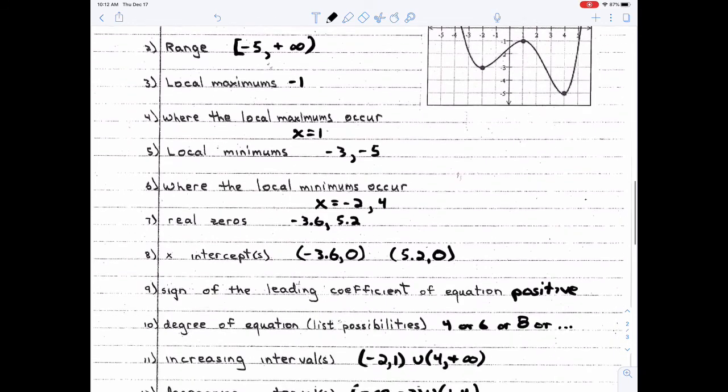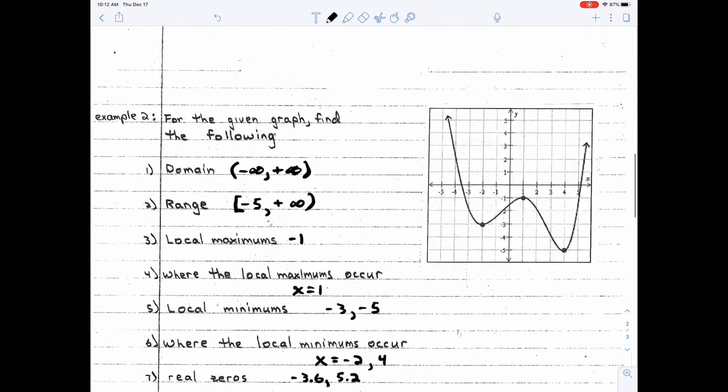Hope that helps you. So you should be able to look at a graph and answer these questions.